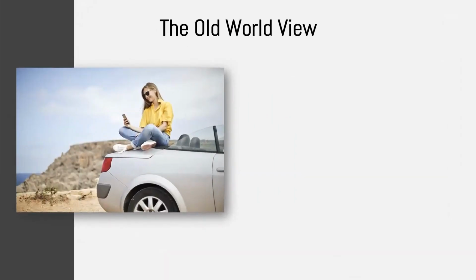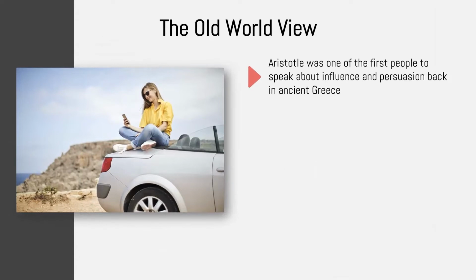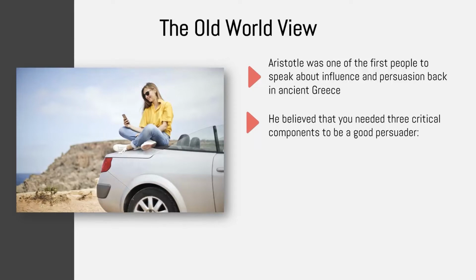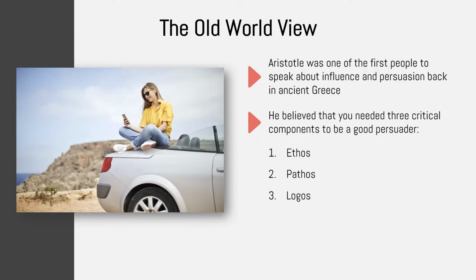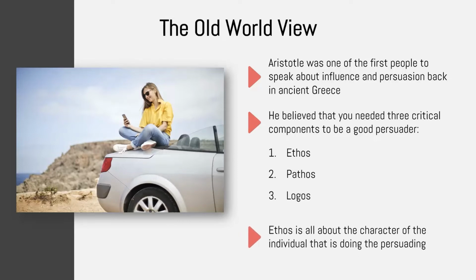The old world view. Aristotle was one of the first people to speak about influence and persuasion back in ancient Greece. He believed that you needed 3 critical components to be a good persuader. 1, ethos. 2, pathos. 3, logos. Ethos is all about the character of the individual that is doing the persuading.